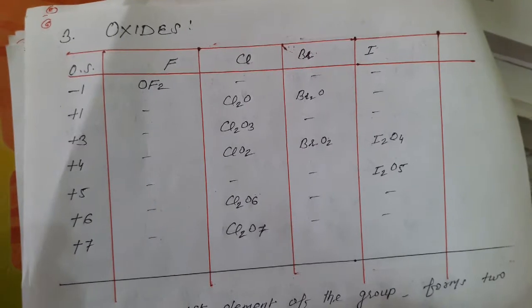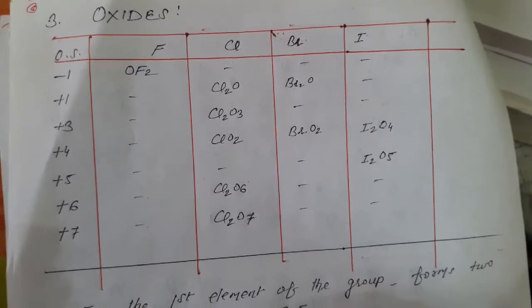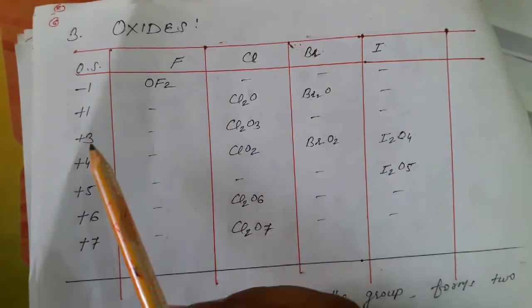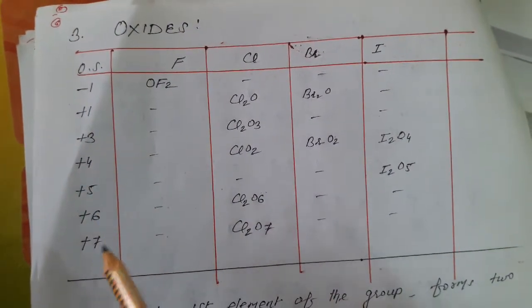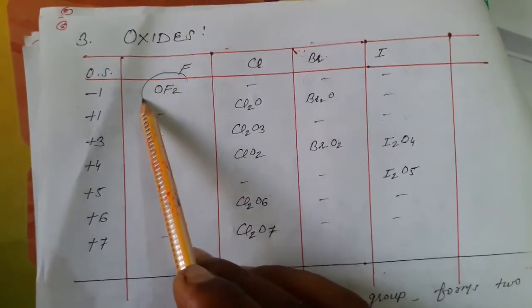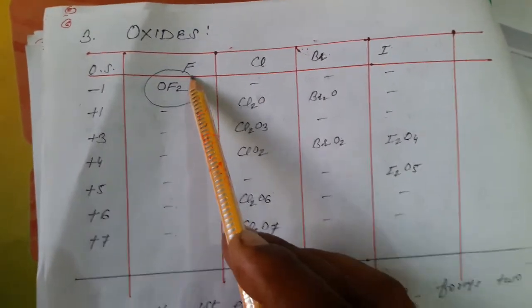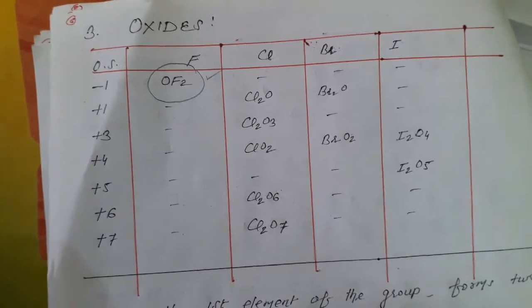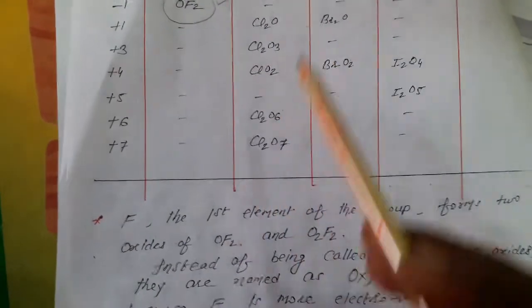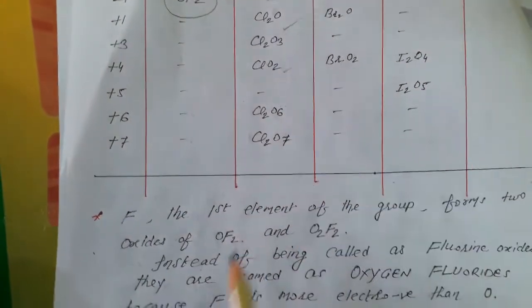Second part, oxides. These are the different oxides with different oxidation states: -1, +1, +3, +4, +5, +6, +7. And you can see that only one oxide of fluorine exists with oxygen, and we say oxygen difluoride, not fluorine oxide. So let me see the important characteristics related to this one.